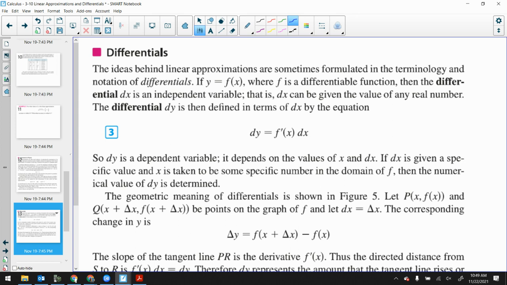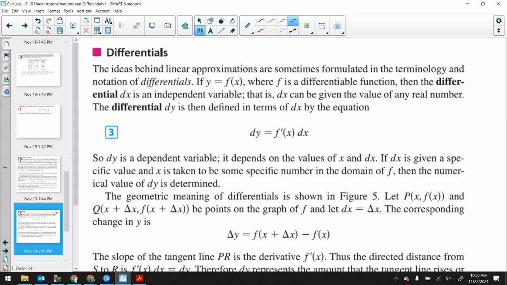This is where we get into these things called differentials. The ideas behind linear approximations are sometimes formulated in the terminology and notation of what are called differentials. Now, differentials you have calculated before. You know what differentials are. Obviously, the root word of derivative and differentials are very close. If y is equal to f of x, where f is differentiable, then the differential dx is an independent variable. That is, dx can be given the value of any real number. The differential dy is then defined in terms of dx.